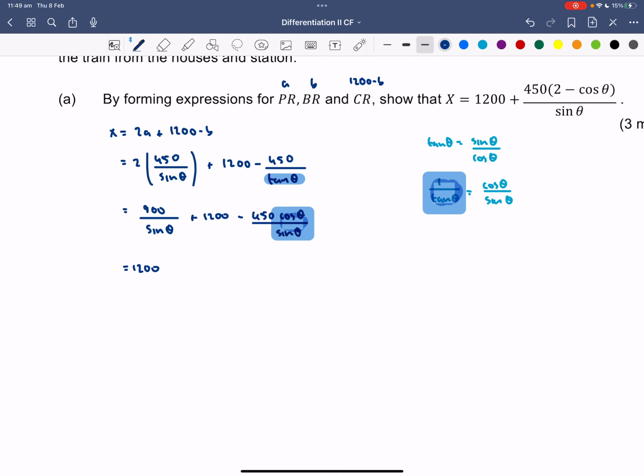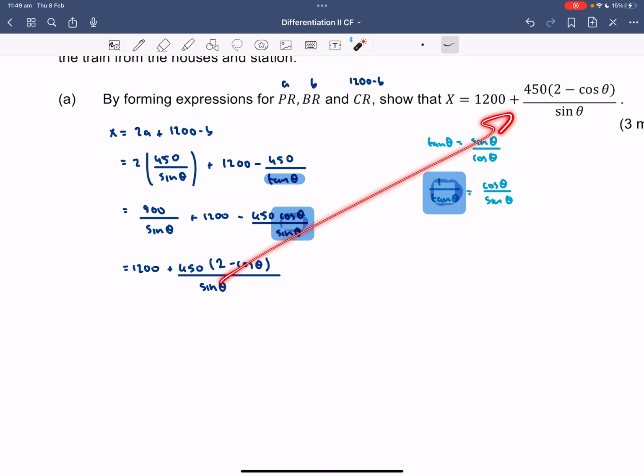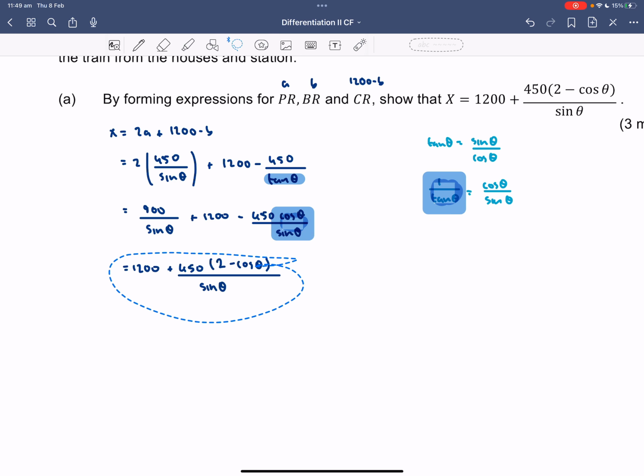side. And then we have to ask ourselves, what do these two things have in common? What does this and this have in common? They both have a sine theta in the denominator, and I guess 900 and 450 have a 450 in common. So we can factorize out the 450 over sine theta. We factorize it out, and then we're left with, how do we go from there to there? Well, we just have to times by 2. And then how do we go from there to there? We just have to times by minus cos theta. And perfect, that is your expression for x, exactly like how they've said it.